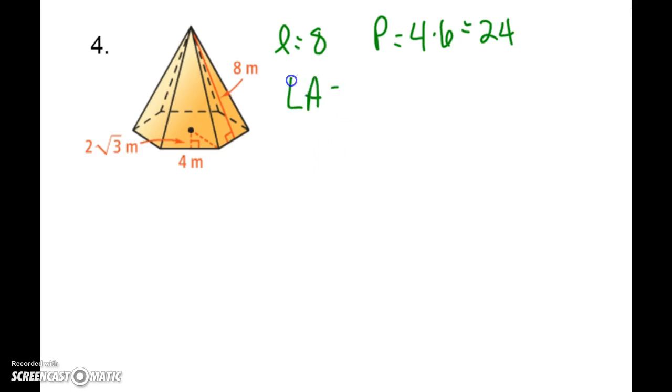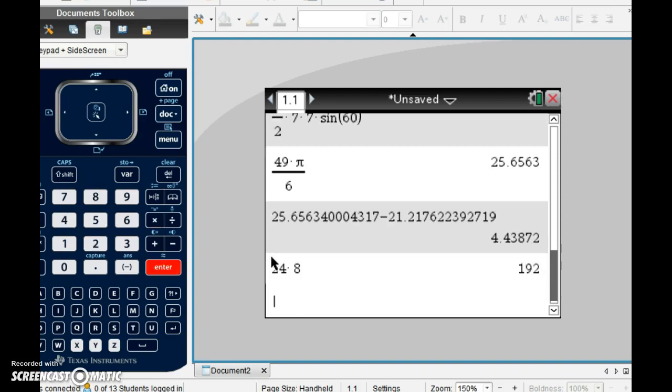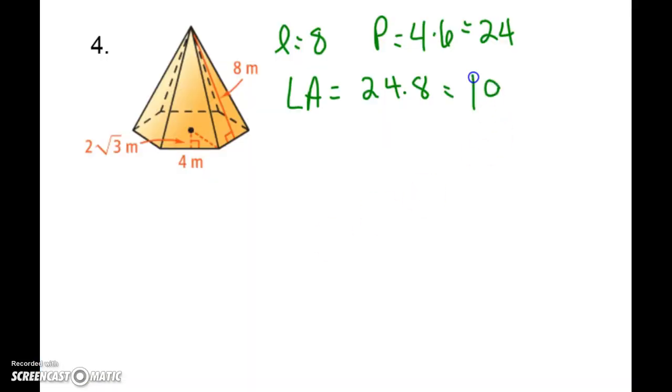Let's do an example. Here, I have a slant height of 8. My perimeter, we have a hexagon, and each side length is 4, so it's 4 times 6, which would be 24. So I'm able now to go ahead and get the lateral area. The lateral area is 1/2 the perimeter times the slant height. 24 times 8 is 192. So the lateral area is 192 meters squared.